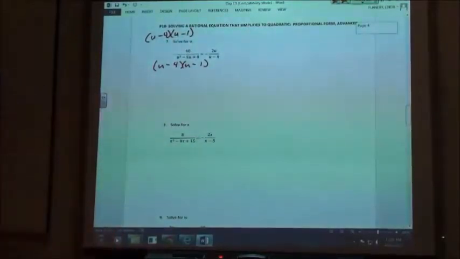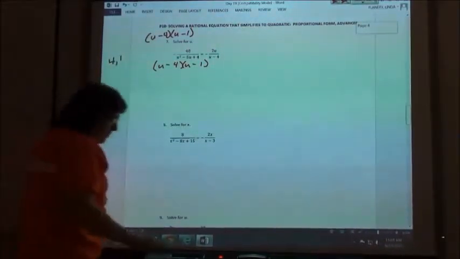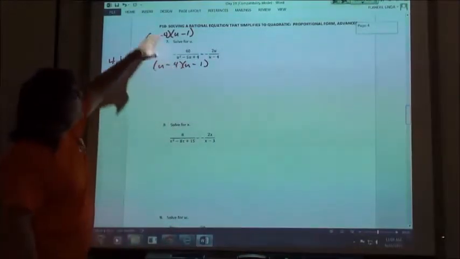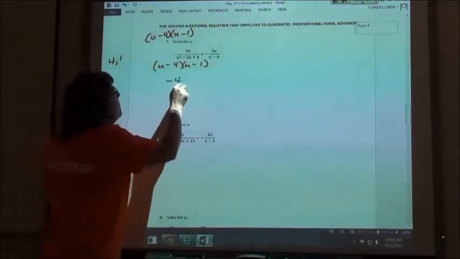Again, I probably should check for my restrictions. My restrictions would be 4 and 1. So on this first part, both of these are going to cancel. I'm just going to get the negative 40 on top then.